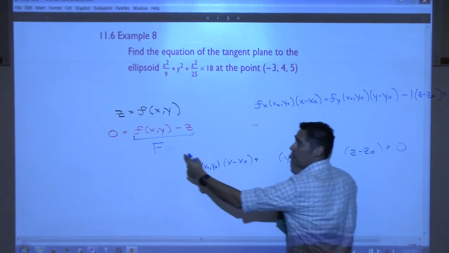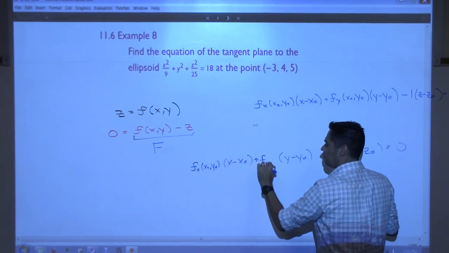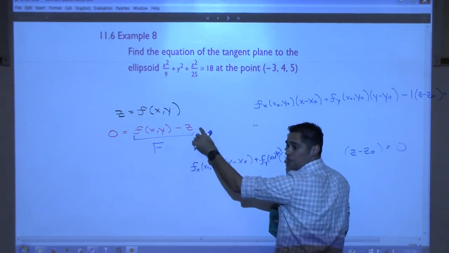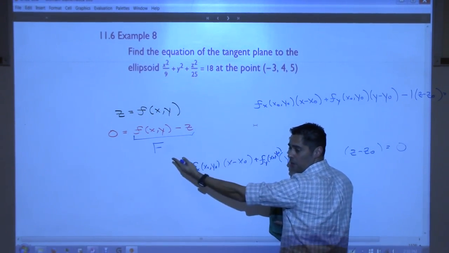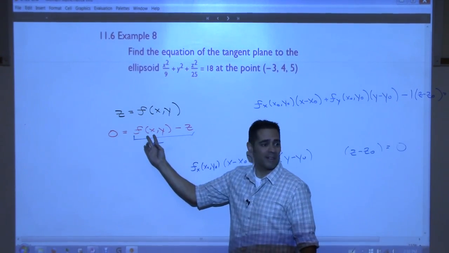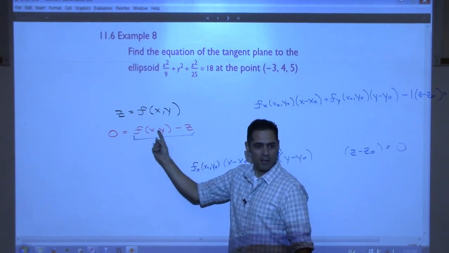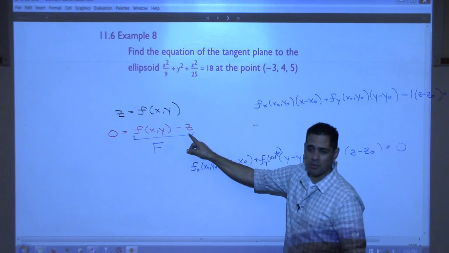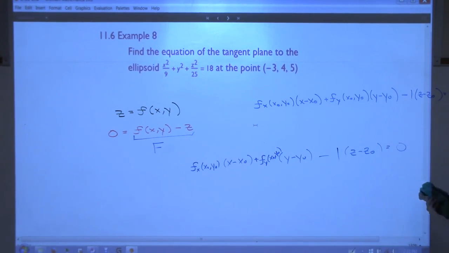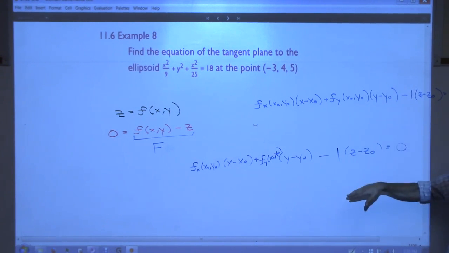Then I get to this piece. What's the partial of capital F with respect to y? Well, it's the partial of this with respect to y at x naught, y naught, right? Minus the partial of z with respect to y, which is 0. Okay, move on. Here, what's the partial of this with respect to z? It has no z's in it. That's a function of x and y, so it's 0. What's the partial of this with respect to z? -1. There it is.